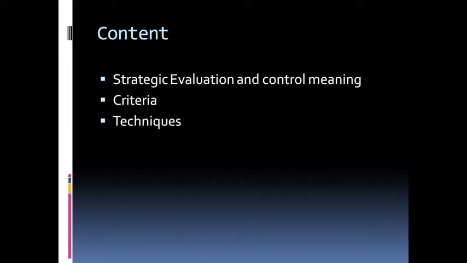Here we are going to start with strategic evaluation and strategic control, meaning. As you all know, students, the strategic management process comprises certain steps. The process begins with strategic intent, that is vision, mission, objectives and goals, and it ends with strategic evaluation and control. So strategic evaluation and control is the last phase, or the last step, of the strategic management process.